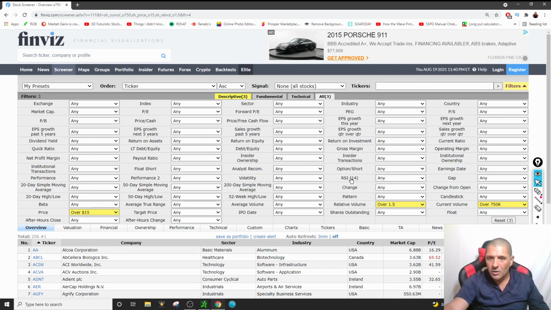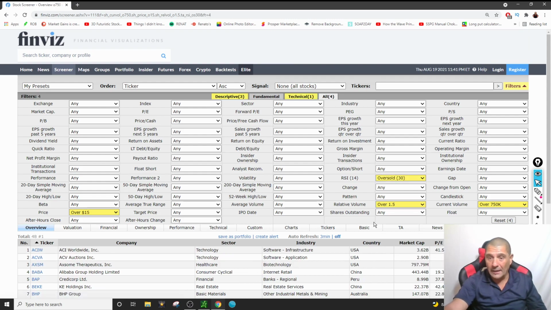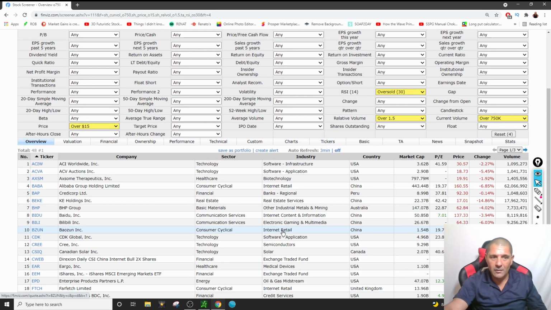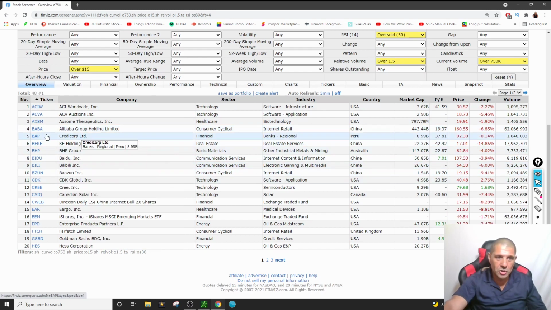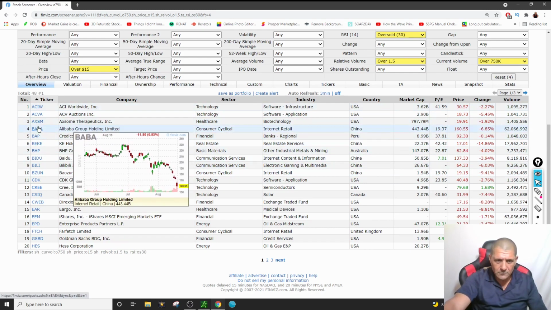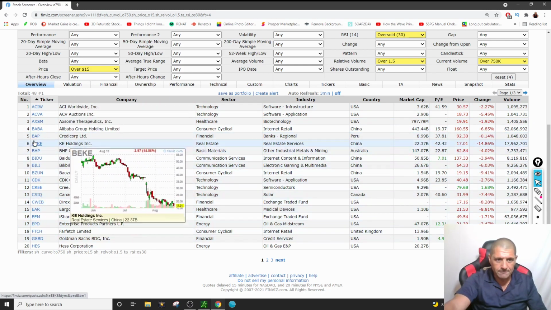Right here, you go to RSI, Relative Strength Index. Here you're going to find stocks that are oversold. You go down here and you select oversold 30. Now magically, you're going from 5,000 stocks to 48 stocks. So at this point, you're pretty good. You have a lot of choices right here, okay? These stocks are oversold at the moment.